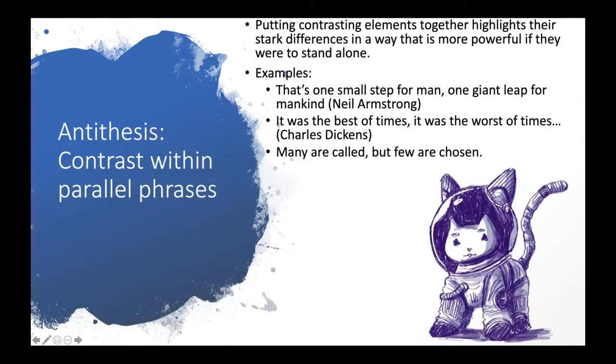And the third one is an example. Many are called, but few are chosen. Again, the structure is the same. There's parallel structure. There are two very similar clauses there, but you have many and few. Again, that's contrast within parallel phrases.